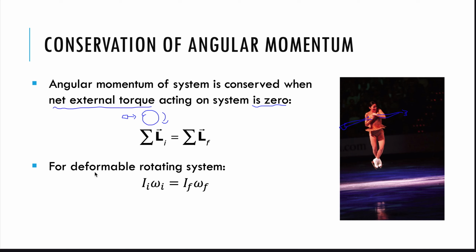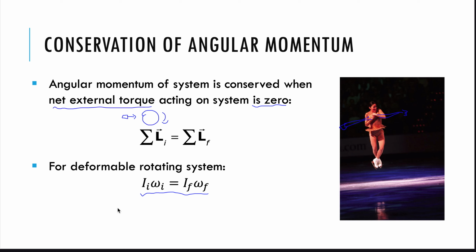So whenever you have a deformable rotating system, which could consist of more objects, but the mass distribution is changing, maybe some objects are moving closer to the center or further away from the center, then we can use this form of the conservation of angular momentum: I omega initial equals I omega final.